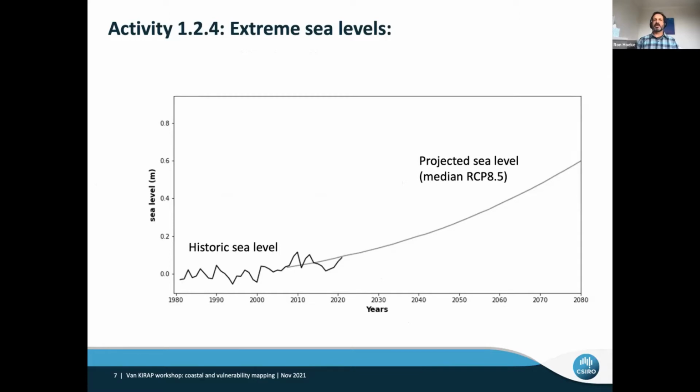Just to help visualize this a little bit, here's a plot of historical sea level. Again, that's that slowly varying sea level on a climate time scale. And then one of the median projected sea level rise scenarios. This one's for RCP 8.5. And so you can see, especially in the future, it varies slowly.